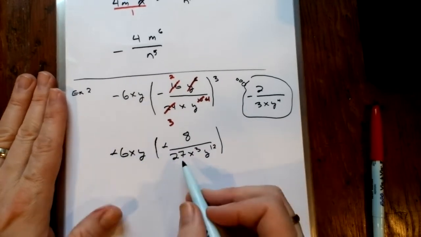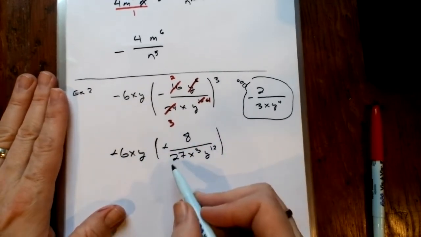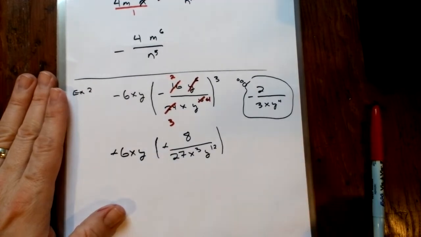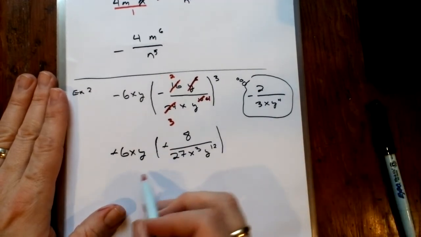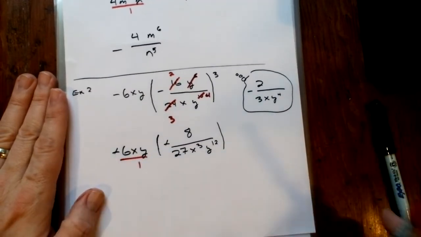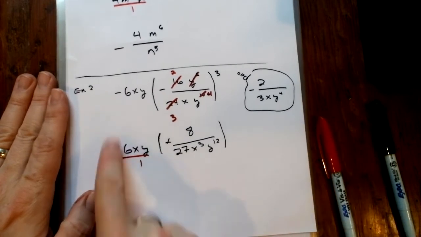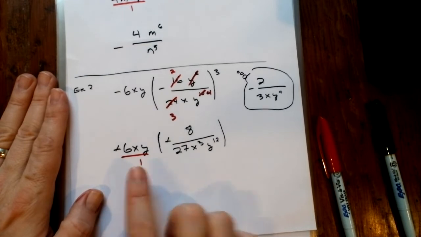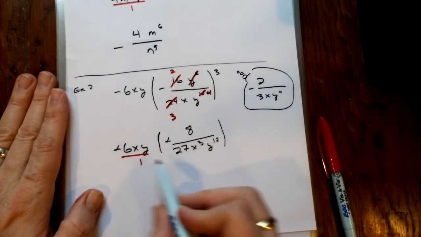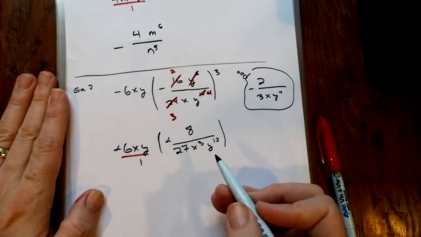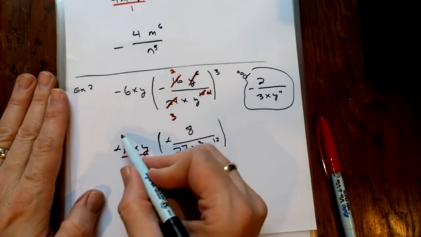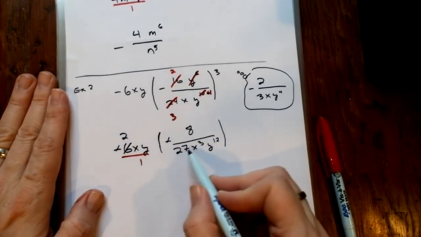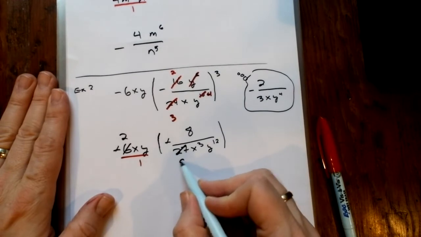I'm going to simplify what I have left. I can't simplify these, but I could simplify this. And again, if it helps, I'll just put this over 1. You don't have to do this. Just remember whatever is left out here without anything in the denominator has a denominator of 1. Now 6 doesn't go to 27, but 3 does. So 3 goes into 6 2 times. 3 goes into 27 9 times.